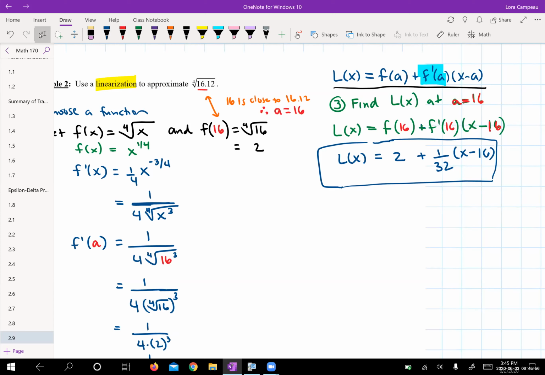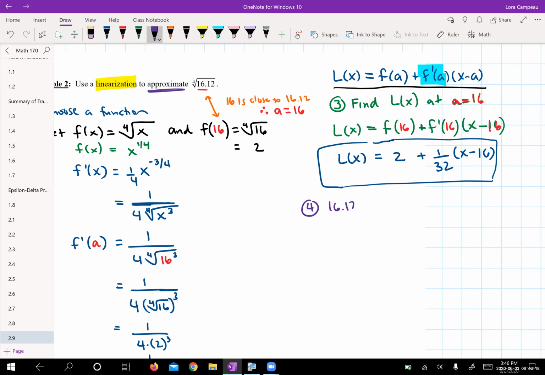So we are almost done. The last thing they asked us to do, we have to deal with approximating. So remember, with the approximation, step 4, I'll say, my idea is since 16.12 is near 16, this is a value of x close to a.